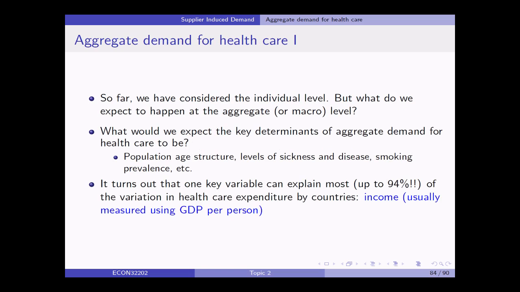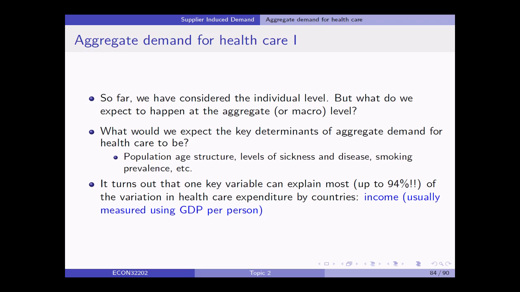And finally today, everything we've talked about has really been about the individual level. And when we talked about demand last week, we talked about this idea of aggregate demand. So a lot of the properties of demand curves don't hold at the individual level, but what happens at the aggregate level? And what do we think are the key determinants of health and demand for healthcare at a country level? So, some hypotheses.